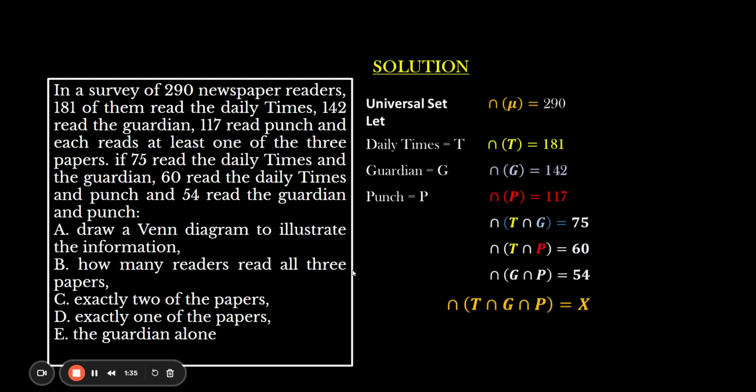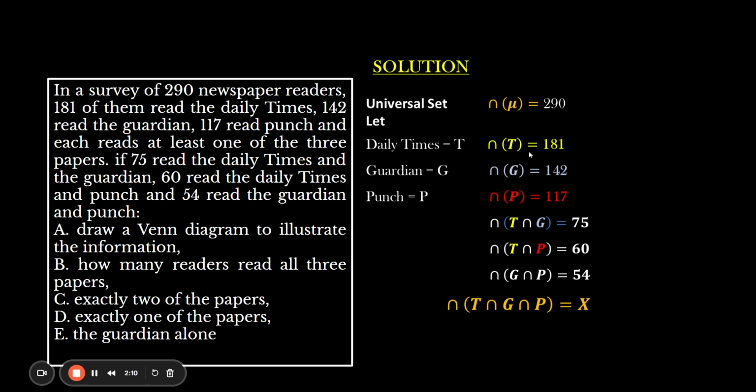All right. So now, the question reads that we have 290 newspaper readers. So that number is the universal set. This is how we identify the universal set. And this n here is just the number of that particular set. So there are 290, and sometimes it's called the cardinality of that particular set. 290.